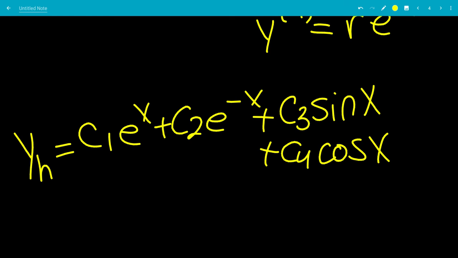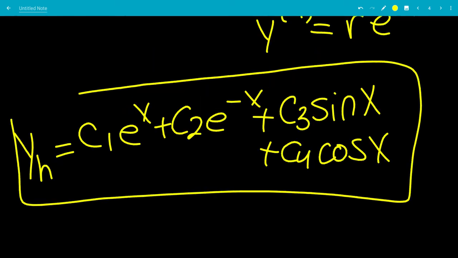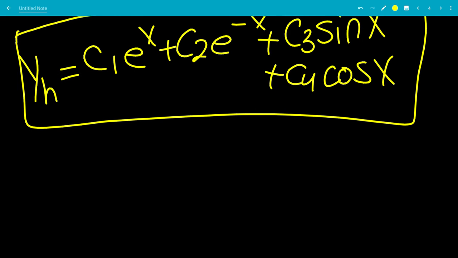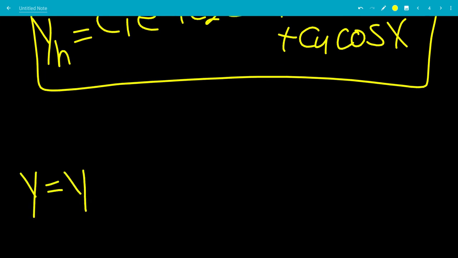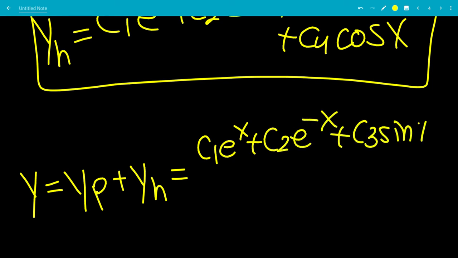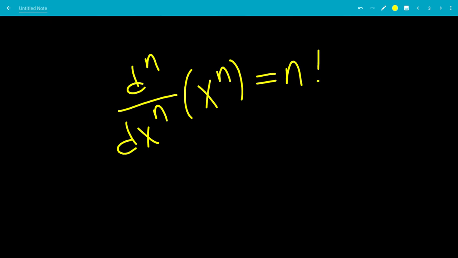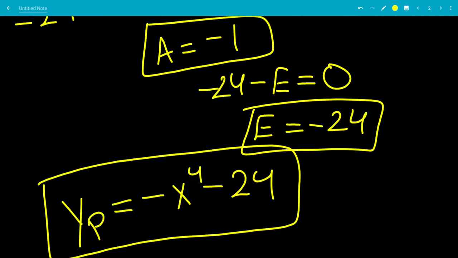Okay. But is this it? No, it's not. We have the particular solution here and the homogeneous solution here, but to get the final solution, we need to add those two together. So y equals yp plus yh. We're going to write yh first: c1 e to the x plus c2 e to the minus x plus c3 sine x plus c4 cosine x. And then from the particular solution, we'll be left with minus x to the fourth minus 24, so we can just write that.